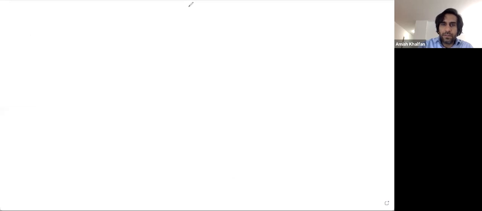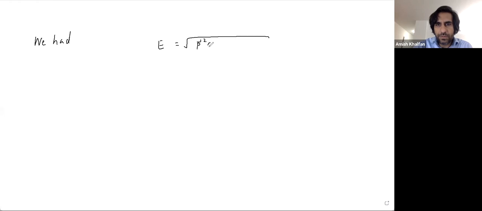Recall, we had E being the square root of the square of the momentum times the speed of light squared, plus the rest mass squared times the speed of light raised to the fourth. Let's square both sides. So we'll have E squared equals, and on the right-hand side, the square root goes away. We have P squared c squared plus m squared c to the fourth.